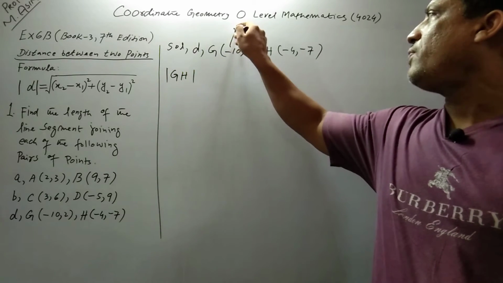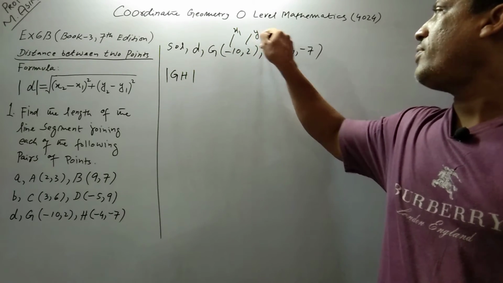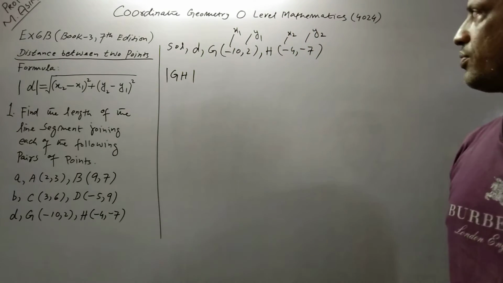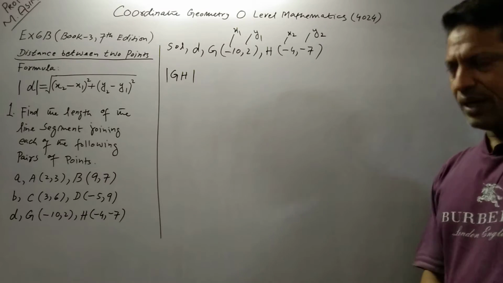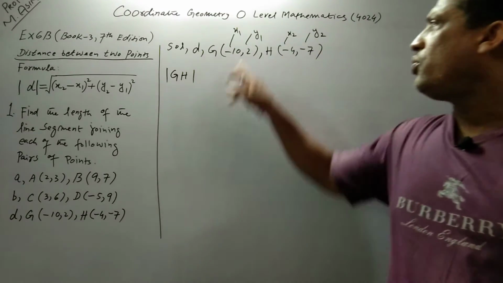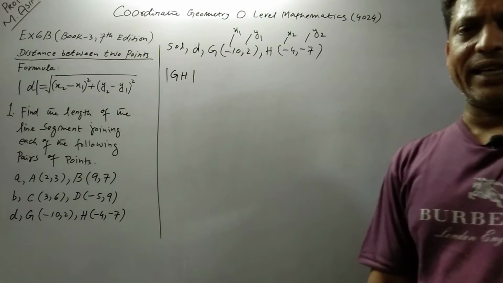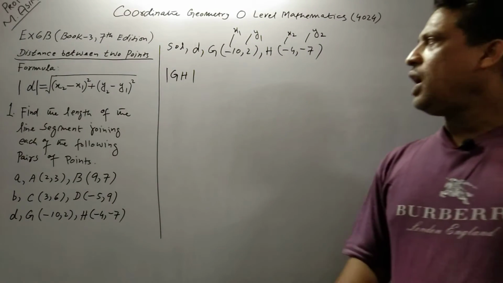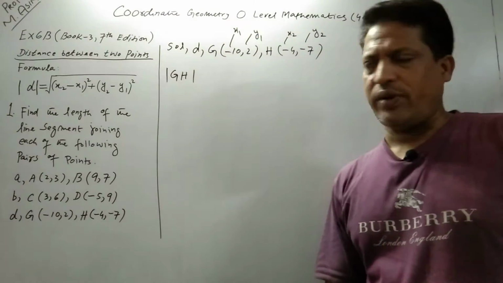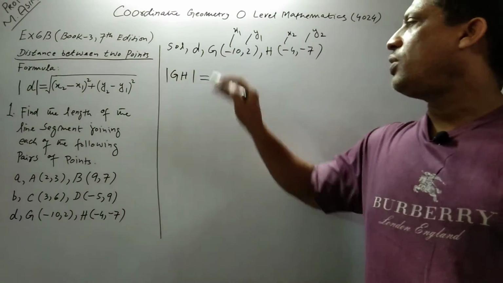this is your x1, this is your y1, and this is x2, and this is y2. If you remember that this is x1 y1, this is x2 y2, so no need to show x1 y1 and x2 y2. If you practice more and more, it is not necessary to write x1 y1 x2 y2. Okay, come to the formula.